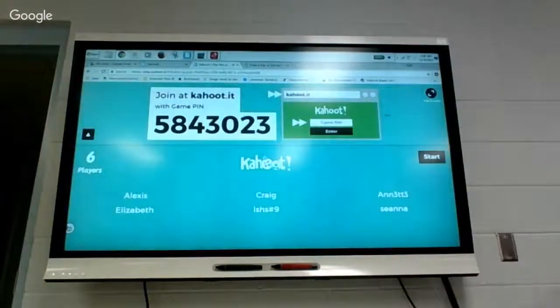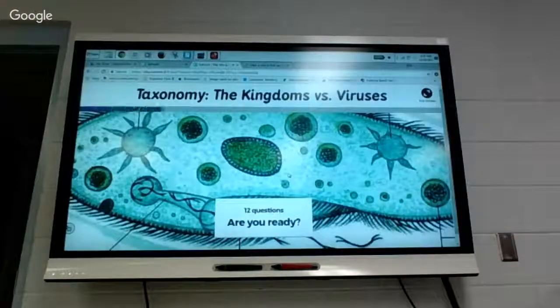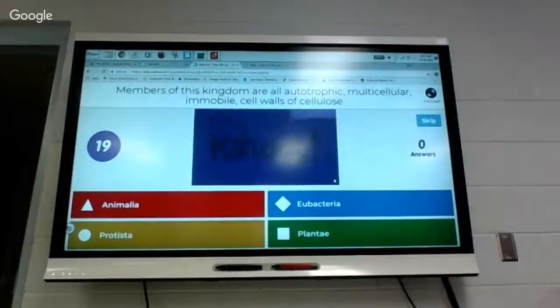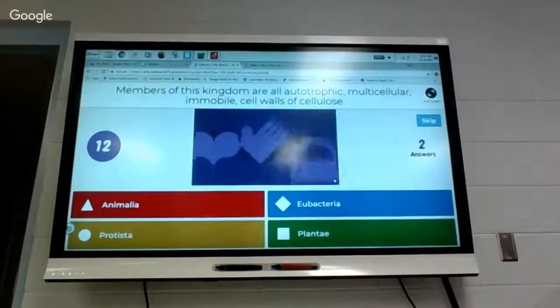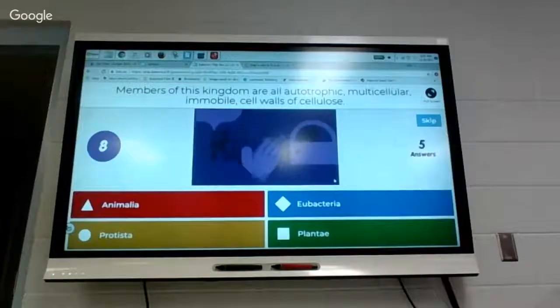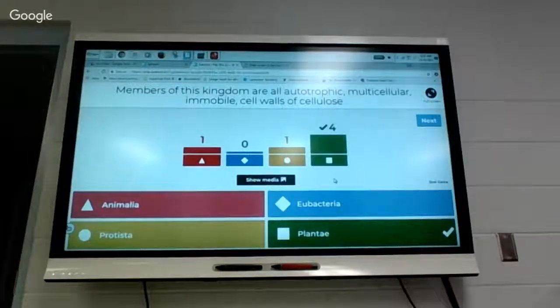We're going to run through these kind of fast. Here we go. All right, so you got your autotrophic, has more than one cell, can't move, but has walls of cellulose. That was a clue from the last one. Very good. What's the color for this?